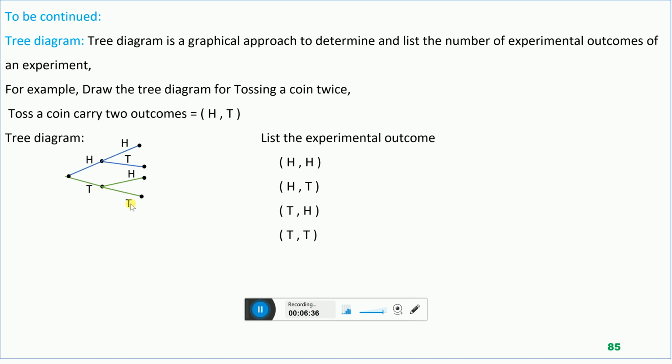This is the way to draw the tree diagram. This is the way to graph the experiment of tossing a coin twice, and this graph is called a tree diagram.